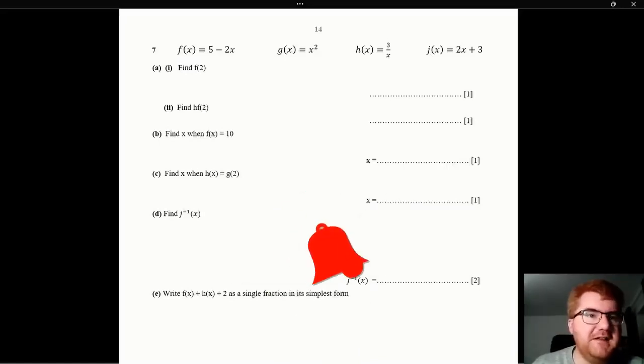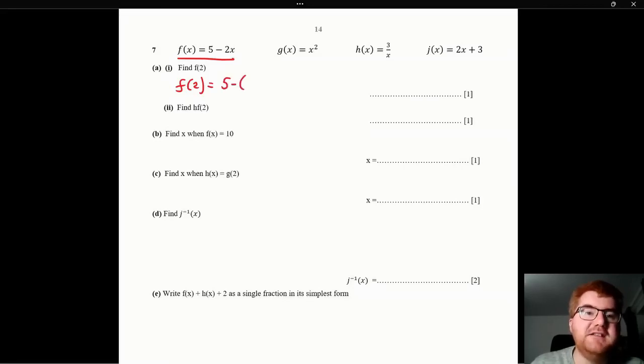Right, so let's go through this. Find f of 2, and we're given all these functions at the top here. If I want to work out f of 2, wherever I see an x, I'm going to put a 2. So I'm going to copy out that function, this part on the right hand side, and wherever I see an x, I'm going to put a 2. So we get 2 times 2 here, and that gives us 5 minus 4, which is equal to 1. So very standard 1 mark question there.